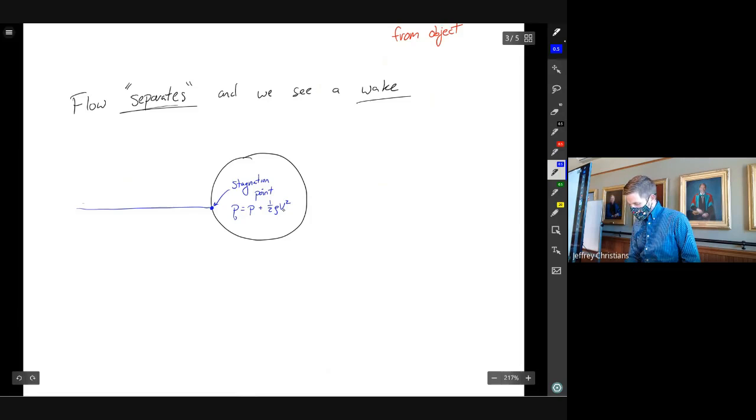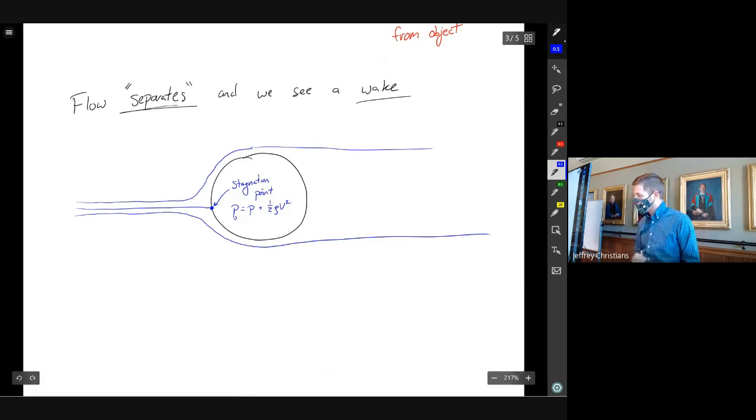But what happens is the fluid just above there is going to go up and get to the poles, and it's not going to be able to follow the curve of that shape. It's going to just keep moving straight on its merry way. And the fluid at the bottom is going to do the same thing. It's going to get to the poles and then be moving straight along its merry way.